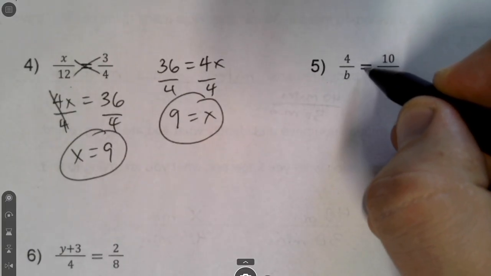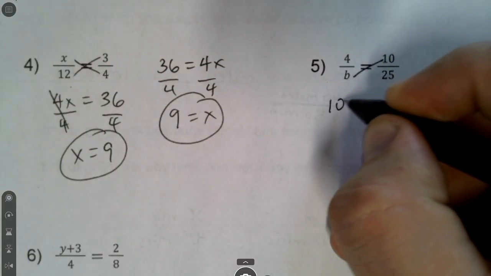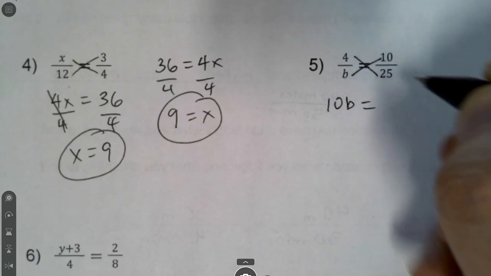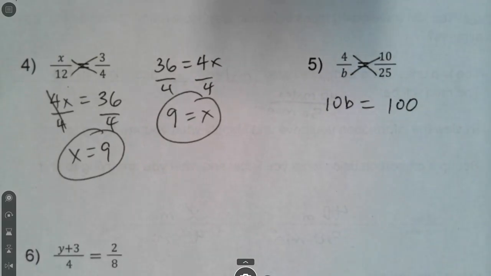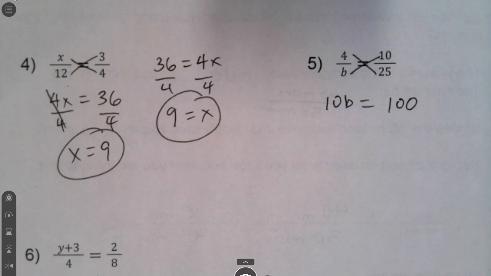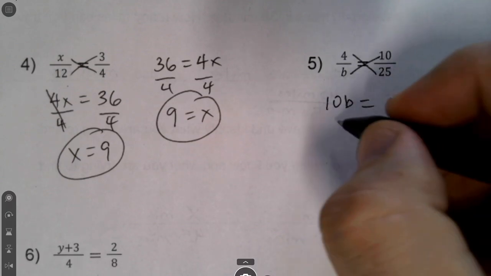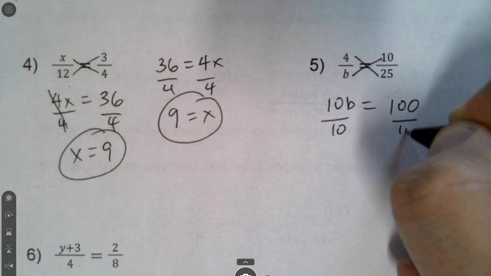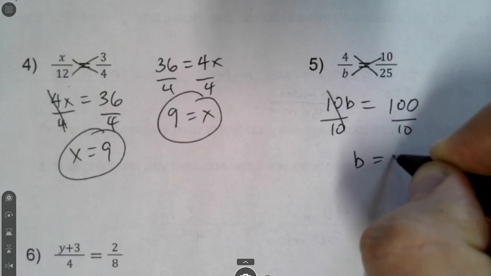Okay, so 5, we cross multiply. B times 10 is 10b. 4 times 25 is 100. Then we divide both sides by 10. And we get b equals 10.